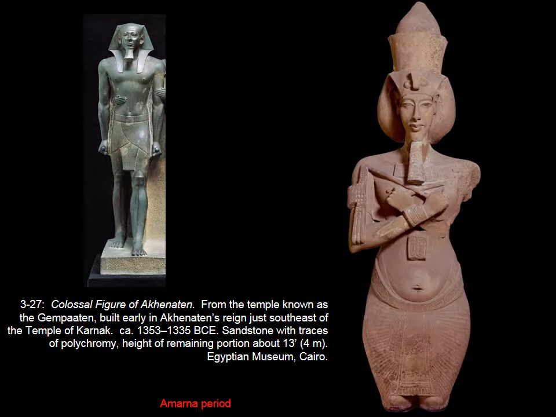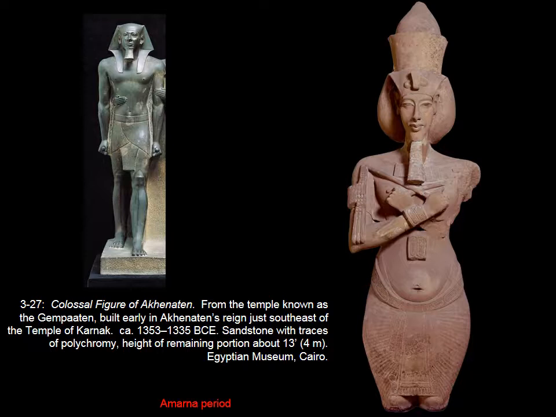He upsets the state religion, he changed the state capital, he moves it, and then he has to build all these new temples to the new state religion and make all of these images of himself to promote it. So this is an image of Akhenaten from one of his temples, a colossal figure. The remaining portion is 13 feet high, so it's much larger than the statue of Menkaura we looked at or than the statue of Khafra.